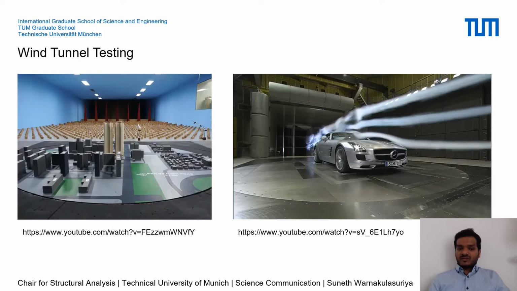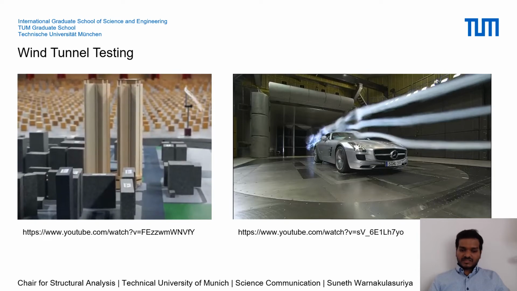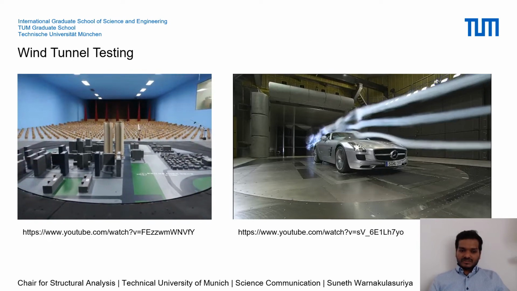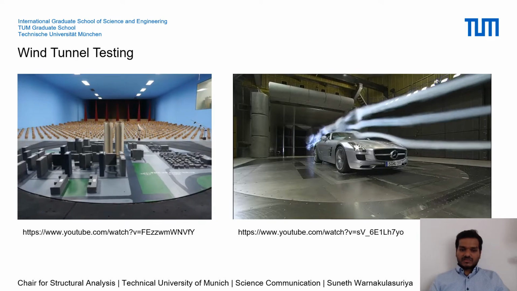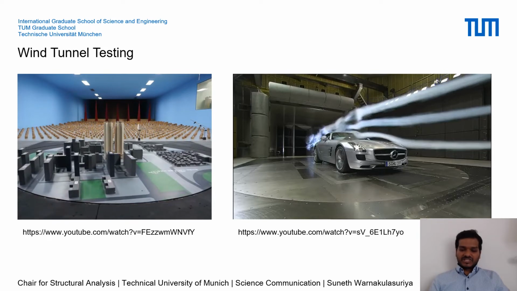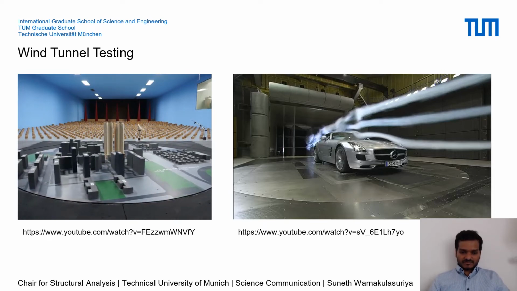So let's look at how we can predict these wind fields. The leftmost video is actually a wind tunnel test. What we're doing here is scaling down actual city structures into small scales, and then we put them inside a tube-like structure, and then we use high-speed fans to replicate wind effects, and then we measure pressure and velocities by using specific measurement units inside these downscaled structures.